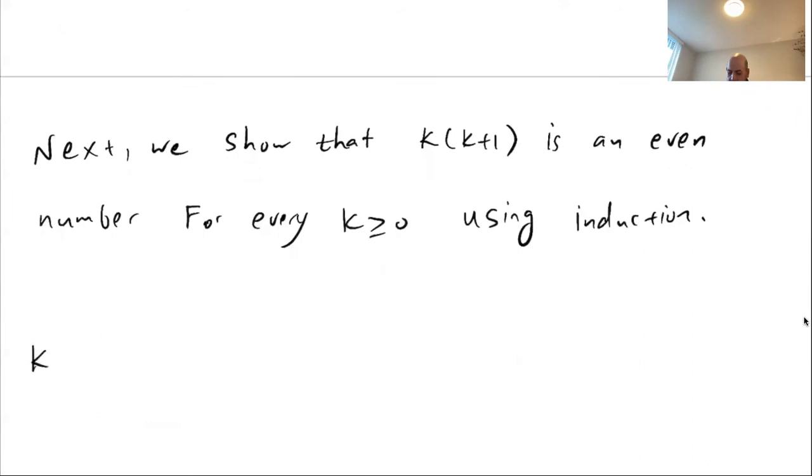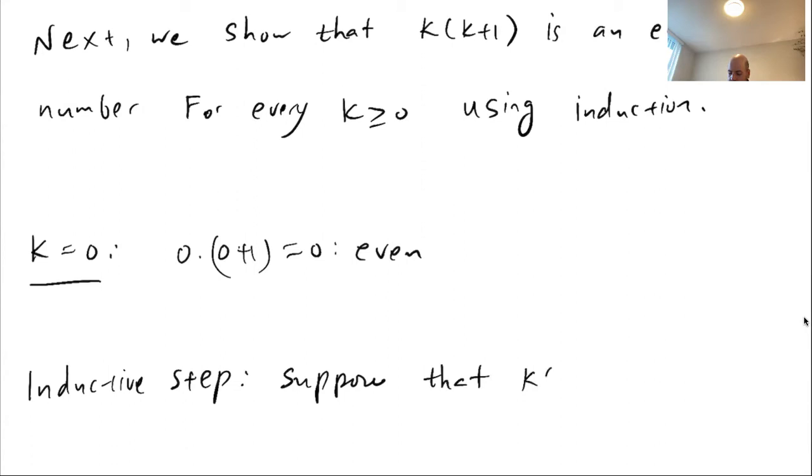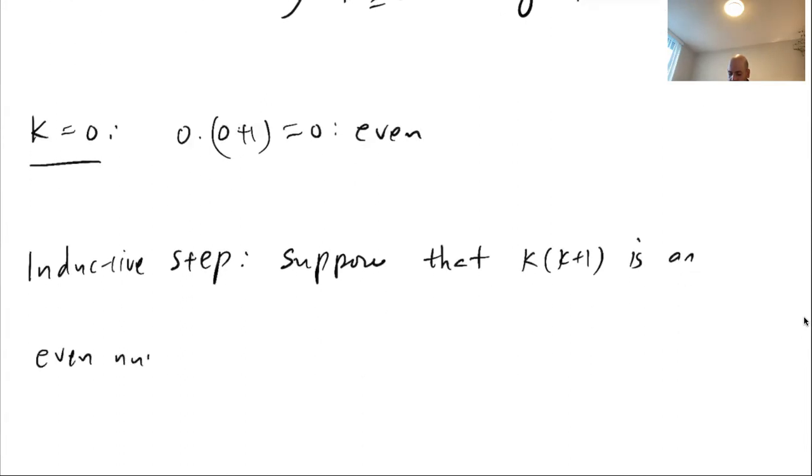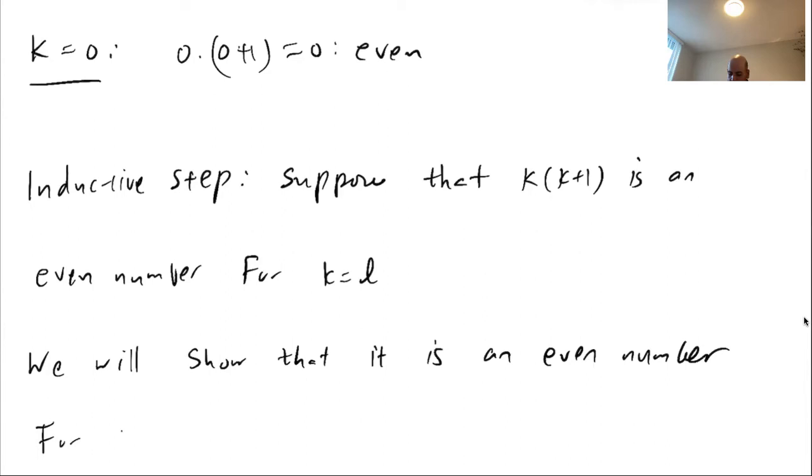So how can I show that this is an even number using induction? For k equals 0, because I want to show that this is true for every k bigger than or equal to 0: 0 times (0 plus 1) is 0, which is even. Then for the inductive step, suppose that k times (k plus 1) is an even number for k equals L, and we will show that it is an even number for k equals L plus 1.